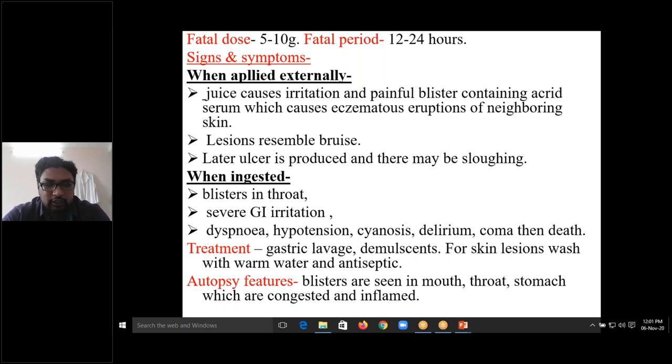What are the autopsy features? Blisters are seen in the mouth, throat and stomach, which are congested and inflamed. So treatment is by gastric lavage, and then we have to clean the ulcers and the blisters with antiseptic or warm solutions.